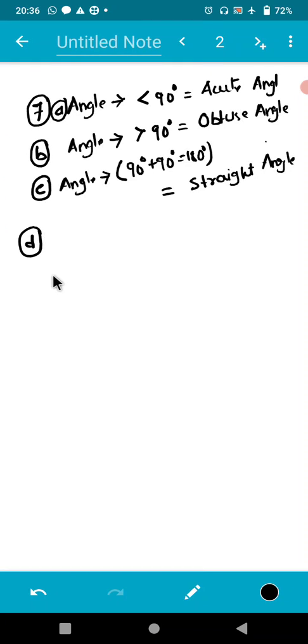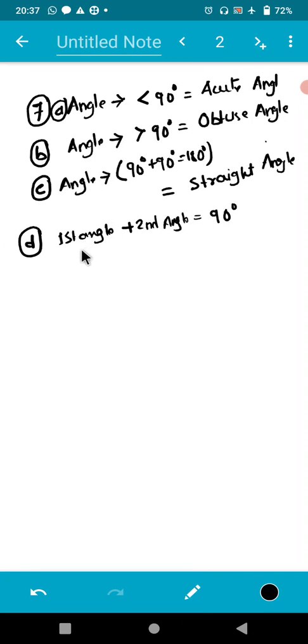Now let's move on to sum number D. Now in sum number D, what we have to say? When the sum of the measures of the two angles is that of a right angle. That means suppose first angle plus second angle, if you add these two angles, then the answer is coming 90 degrees. Okay, so this is what they are saying.